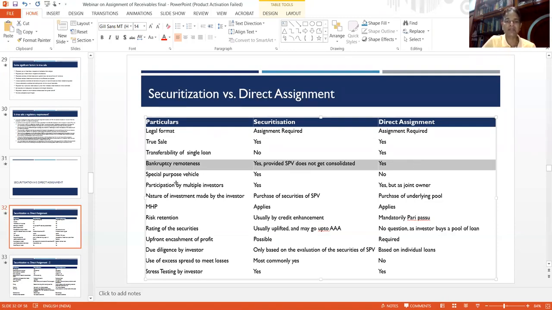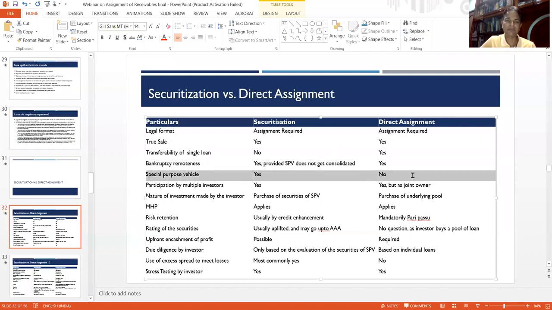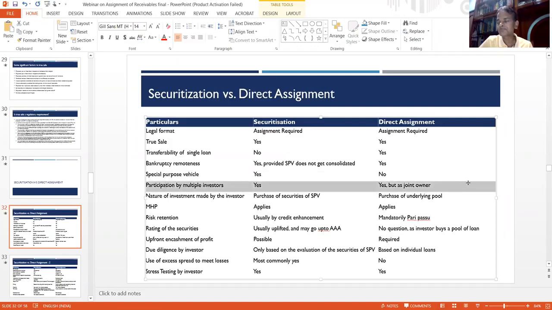Will there be presence of a special purpose vehicle in case of securitization? Yes. In case of a DA, no. And once again, reiterating that you might sometimes have a trustee. I mean, you might have somebody acting as a trustee there as well, but the role is that of an investor representative, not that of a buyer. Can there be multiple investors in securitization? The idea basically is to have multiple participations. In case of a DA, normally it's a single buyer, one single buyer.